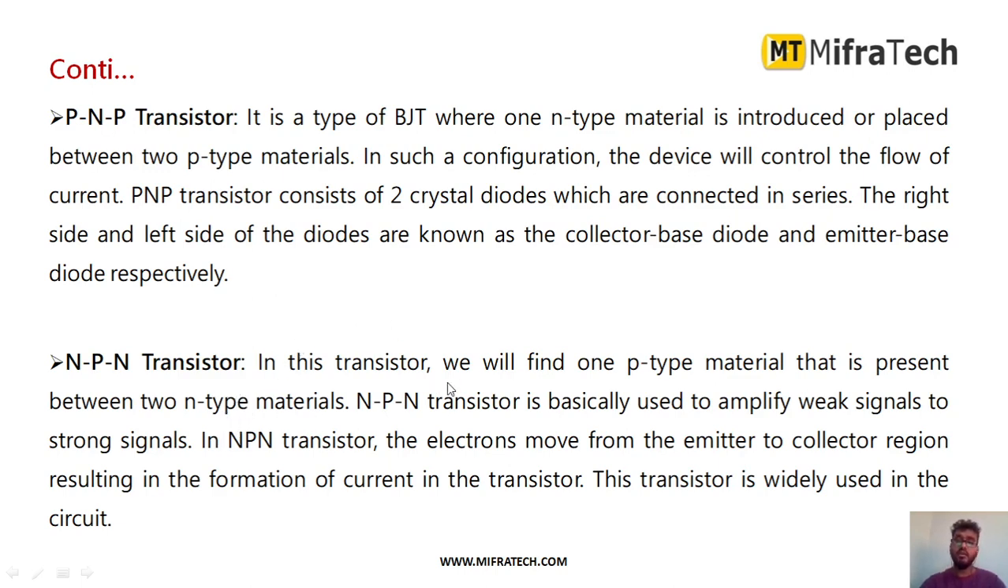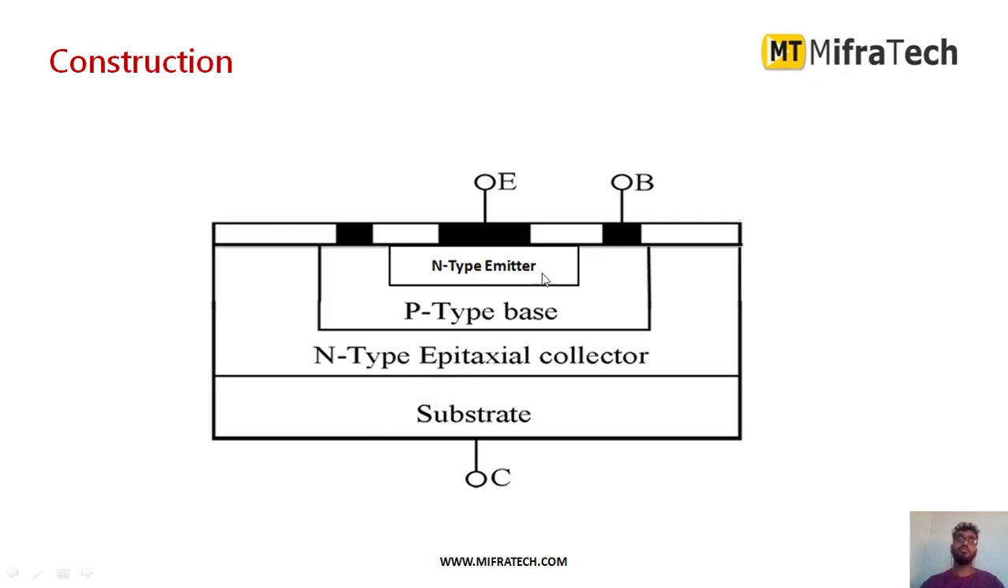In the NPN transistor, a P-type material is present between two N-type materials, and it is basically used to amplify weak signals into strong signals. For amplification purposes, we can make use of this NPN transistor. In an NPN transistor, the electrons usually move from the emitter to the collector region, resulting in the formation of current. Whenever the electrons move from emitter to collector, the current will flow in the transistor. These transistors are widely used in different circuits for different purposes.